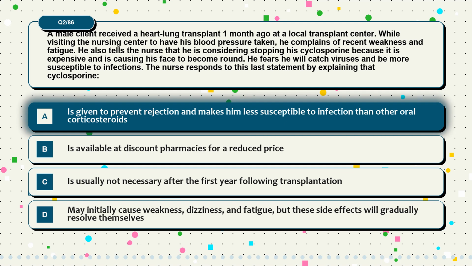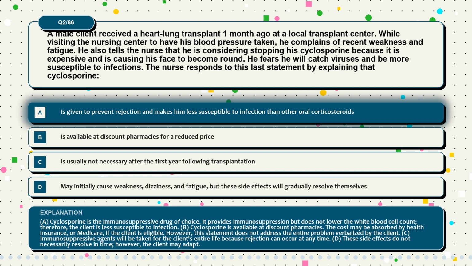The correct answer is option A. Cyclosporine is given to prevent rejection and makes him less susceptible to infection than other oral corticosteroids. A. Cyclosporine is the immunosuppressive drug of choice. It provides immunosuppression, but does not lower the white blood cell count. Therefore, the client is less susceptible to infection.